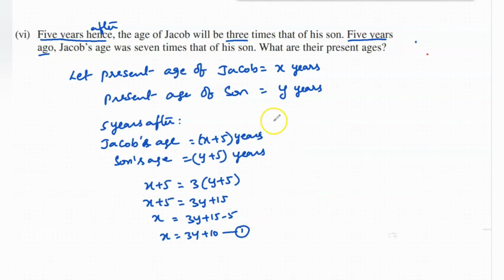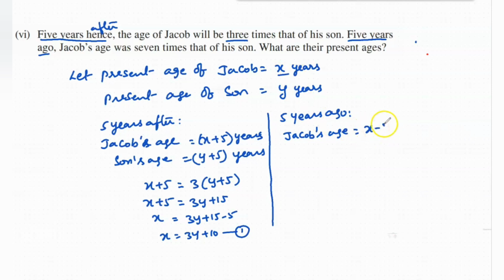Okay, now we go to the second condition. 5 years ago. Let us draw a line here. Let us write the second condition. 5 years ago, Jacob's age is equal to the present age x years. 5 years ago means 5 less than this. So x minus 5 years. And son's age becomes 5 years less than the present age, which is y minus 5 years.